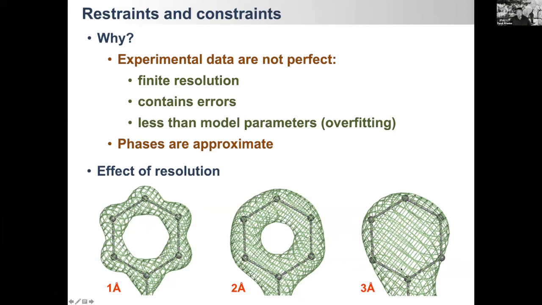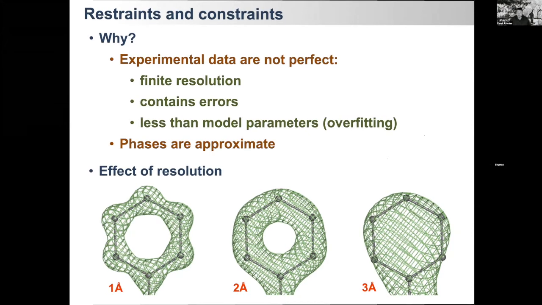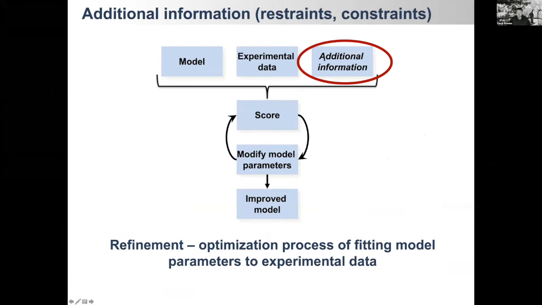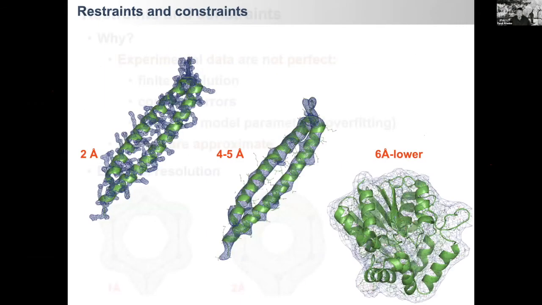So to make refinement possible in this situation, you need to bring some more information, some extra information. And that's what restraints or constraints are about, and that's what this additional information is about. So you need to bring something else most of the time when you do crystallographic refinement, because the quality of information that comes from experimental data is never sufficient to unambiguously define your structure. And that's even worse as you go to low resolutions, right?